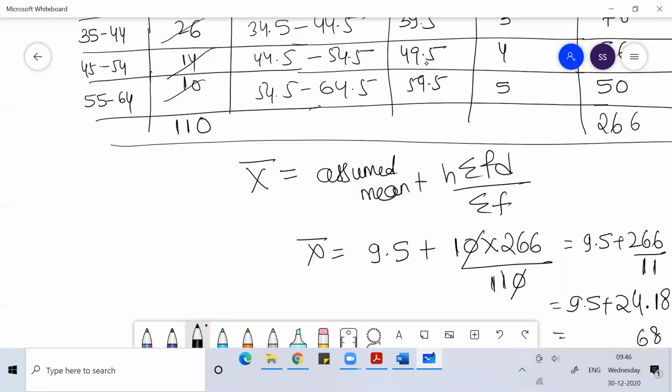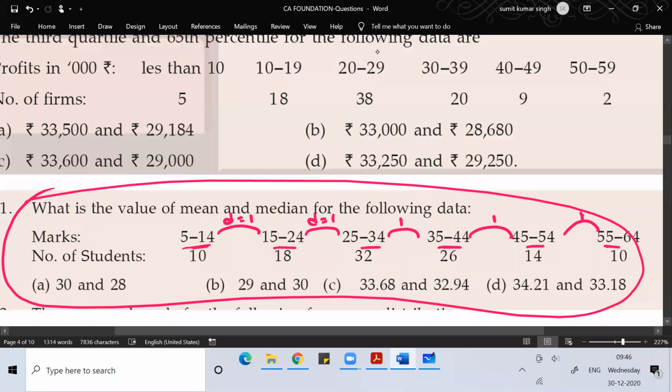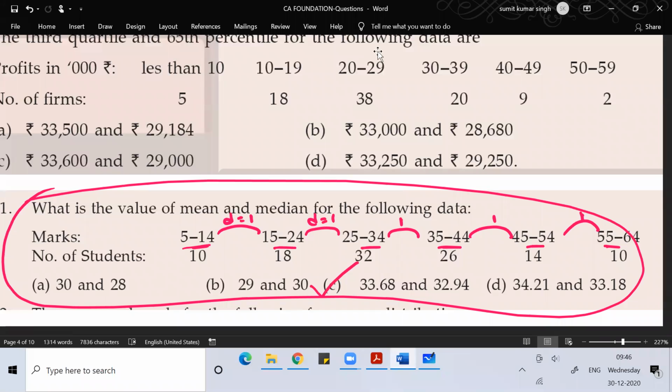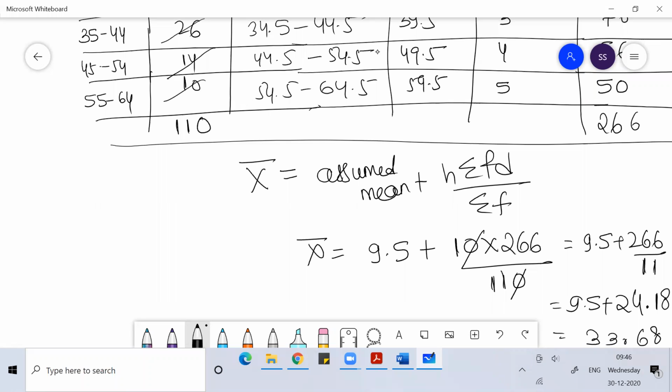So you'll get around how much? 68. Then 33.68. Something like that you will get as a mean. Okay, 33.68. You can see this option. Clear? Anyone have any doubt?